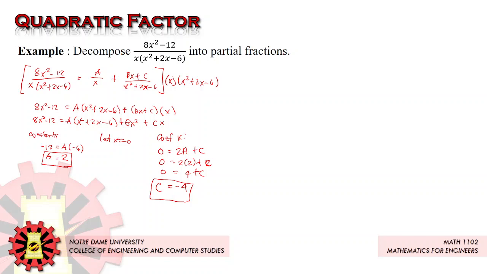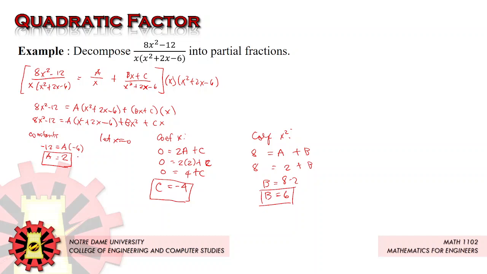Then, finally, si B naman is sa x squared siya. So, taking the coefficients of x squared, we have 8 on the left-hand side. We have A on the right plus B. We have 8 equals, our A is equal to 2. So, we simply transpose that. B, therefore, is 8 minus 2. B, therefore, is equal to 6.